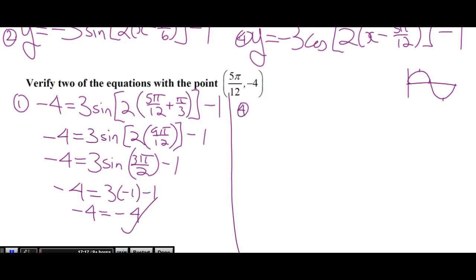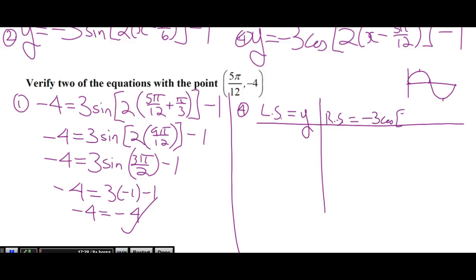I'm going to show you a different way. The left side of that equation is y, and the right side of that equation is negative 3 cos 2 bracket x minus 5 pi over 12, minus 1.